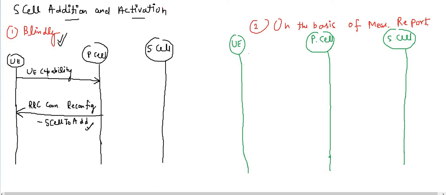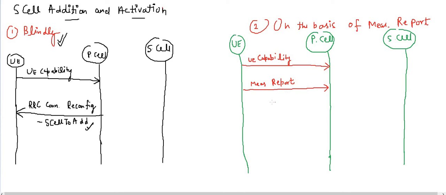Here also, during initial attach, the UE has to send the UE capability message. Here the UE is informing the network that I support CA and these bands. After this, suppose our UE is moving towards the SCell, or the signal strength from the SCell is getting better. So the UE will send a measurement report to the primary cell, like we have seen this procedure of sending a measurement report in the handover tutorials.